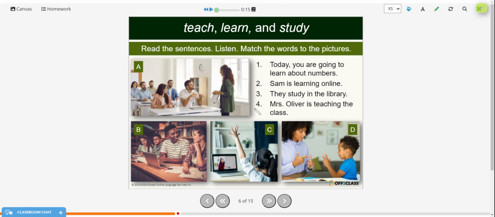So picture A would go with number 4. Mrs. Oliver is teaching the class. Picture B, they study in the library. Picture C, Sam is learning online. And picture D, today you are going to learn about numbers.